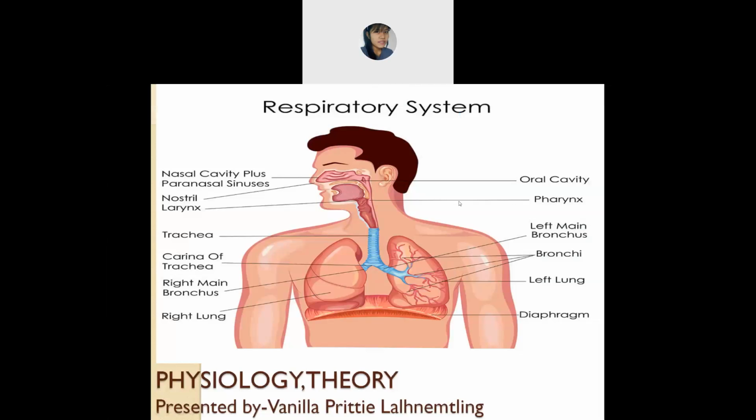In the last class, we have already discussed the respiratory system. So let us see again from the beginning, in case you forgot about this topic.